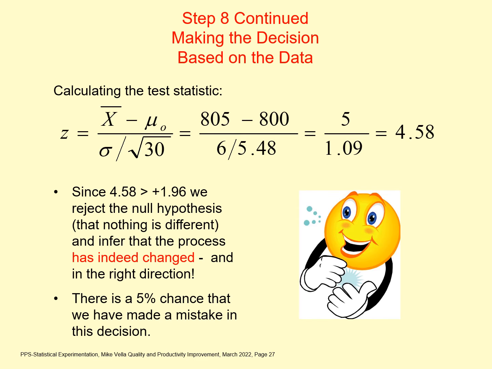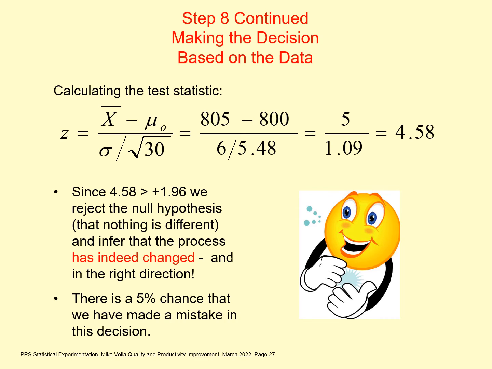So in step 8, we're going to be making the decision on our process based on the data. Our test statistic is z equals x bar minus mu divided by sigma divided by the square root of the sample size. 805 minus 800, where 805 is the new sample and 800 was the old process average, divided by 6, which is the old process standard deviation, divided by 5.48, which is the square root of 30. That gives us a z-score of 4.58.